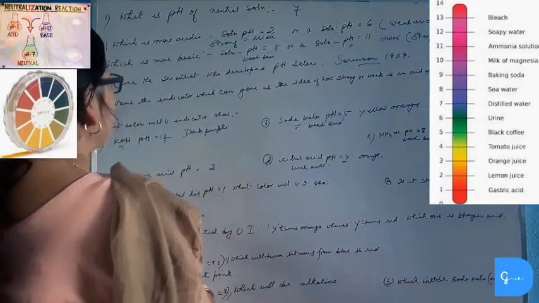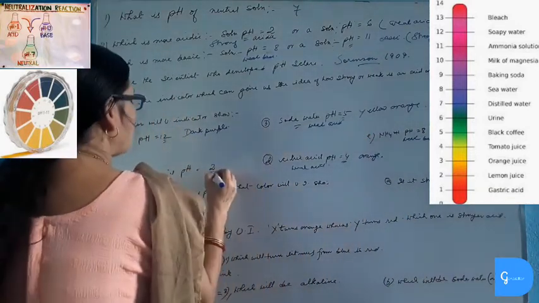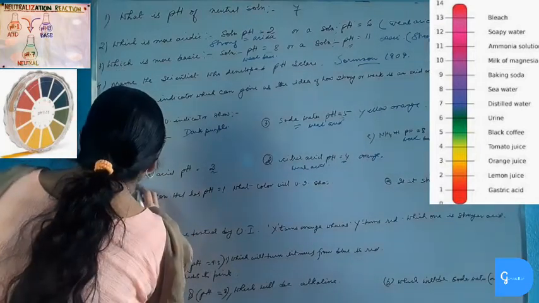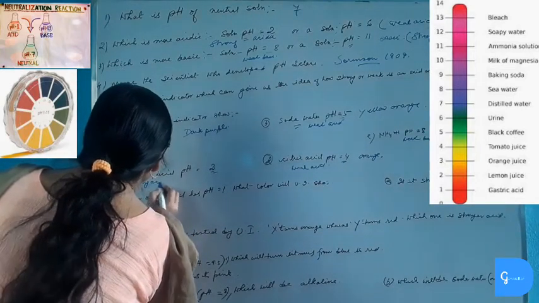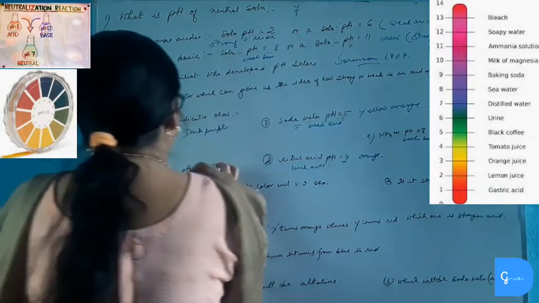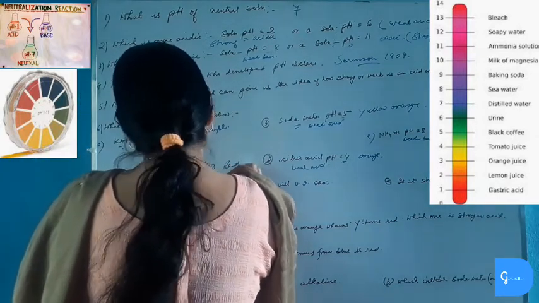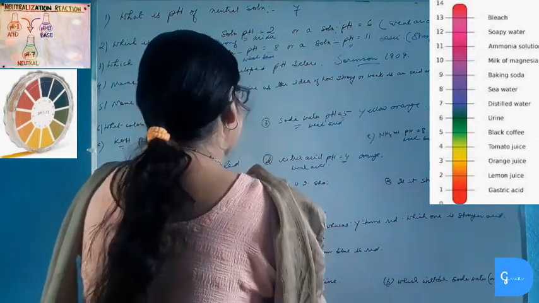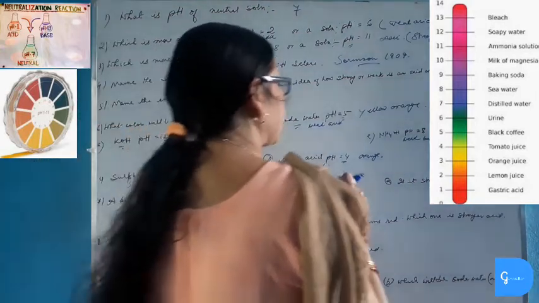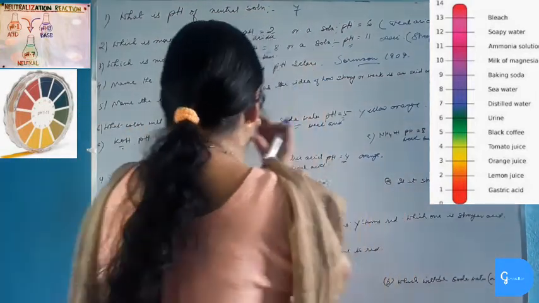Sulfuric acid having pH value 2. pH value 2 means it is strong acid. So it will give color red. Strong acid gives red color. Strong bases give violet color or deep purple color.